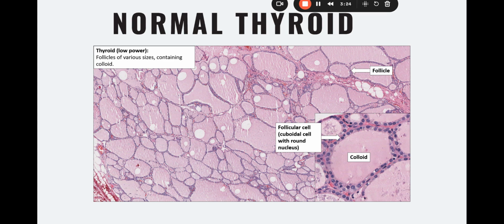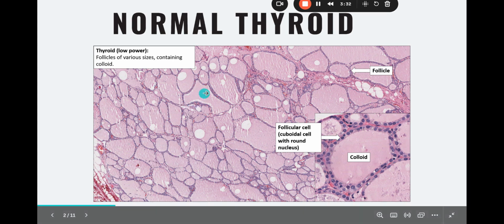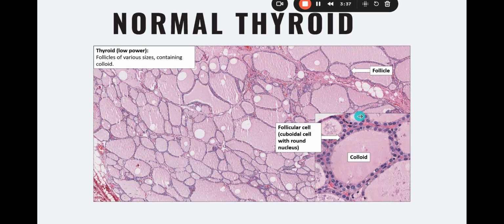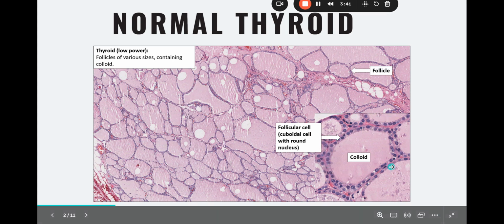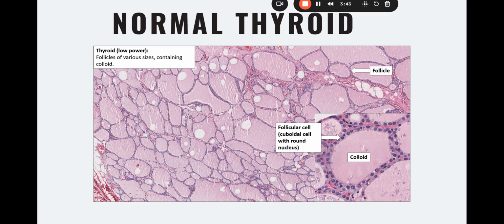So let's start with normal thyroid. When we have thyroid, basically we're going to see a lot of follicles. They're going to be of varying sizes and they're going to contain this pinkish looking material called colloid. And then if we look at high power, we can see that there are follicular cells, which are cuboidal cells with round nuclei surrounding that colloid, so that comprises the structure of the follicle itself.